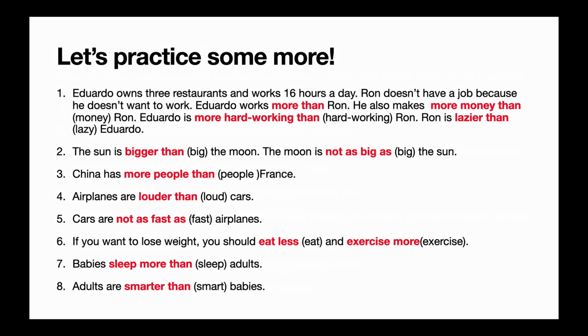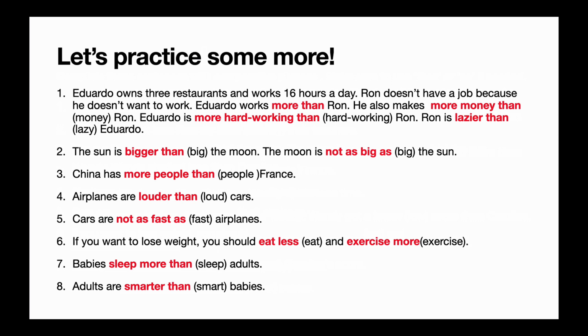For number 1, Eduardo owns 3 restaurants and works 16 hours a day. Ron doesn't have a job because he doesn't want to work. So Eduardo works more than Ron. That's a verb. He also makes more money than Ron. That's a noun, more money. Eduardo is more hardworking than Ron. This is an adjective. That's a 3-syllable adjective. And Ron is lazier than Eduardo. So because lazy ends with a Y, we add ER even though it's 2 syllables, and we say lazier than Eduardo. We could also say more lazy.